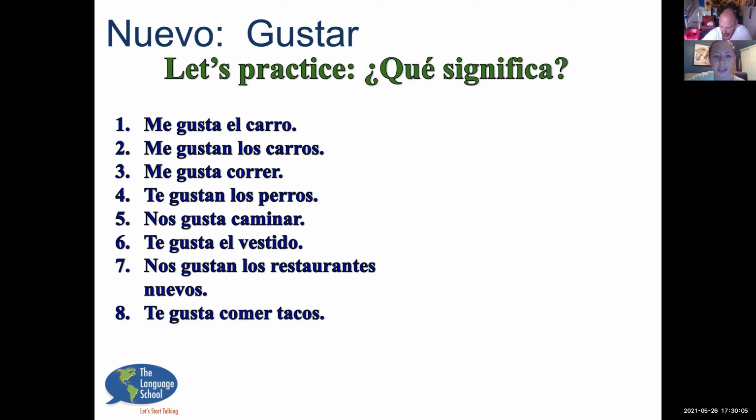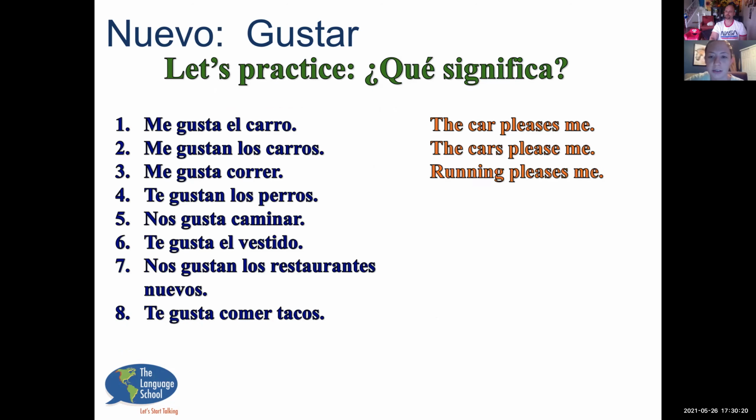I like the car, or Me gustan los carros. Okay, the cars please me. Me gusta correr. Running pleases me, or I like to run. Either way, however you interpret it, you can say running pleases me. If you want to say I like running, that's fine too, because that's how we would say it in English.